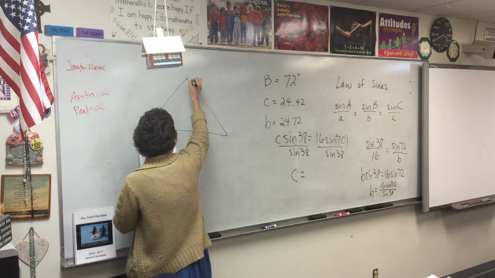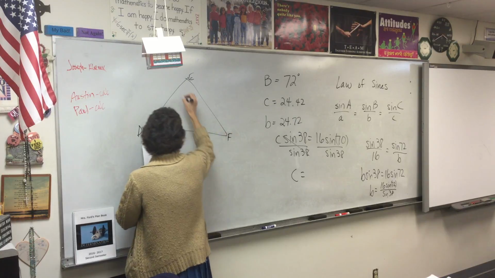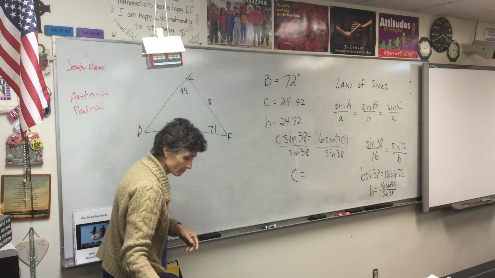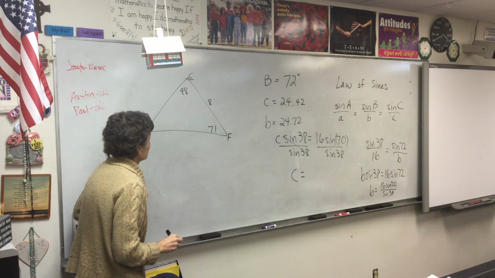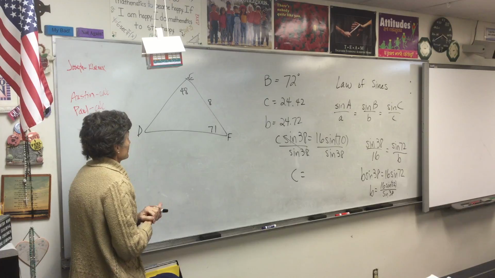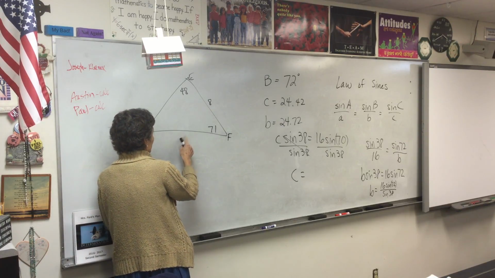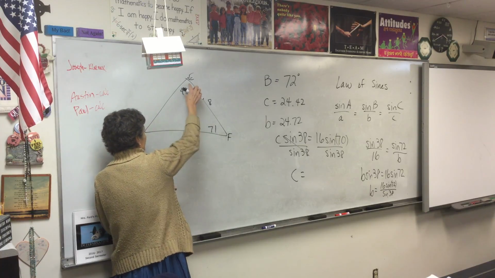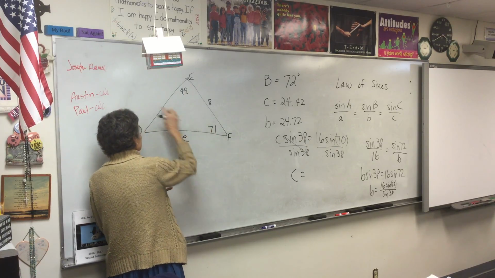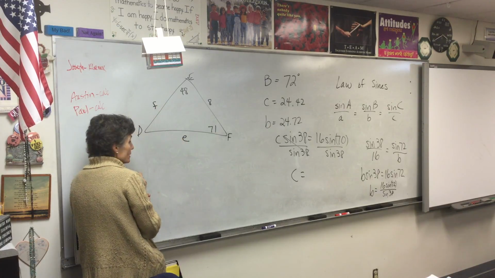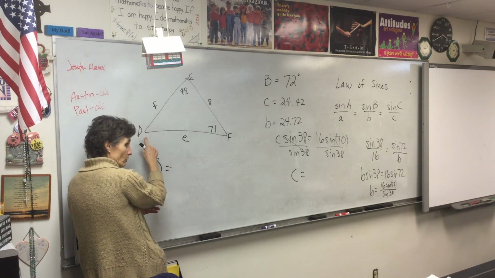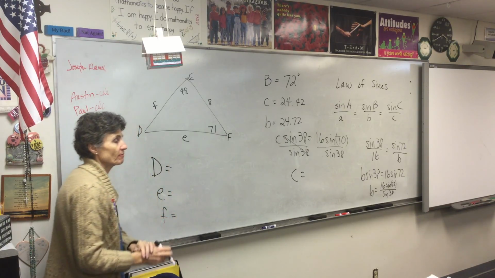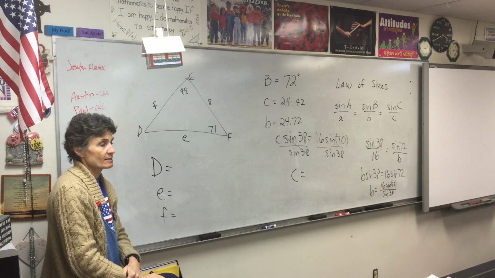All right, so now we have DEF. And this is 48, and this is 71, and that's 8. So which side is this? I'm going to label it. Which side is this? Small e. It's across from E. So this would be small f. So we are looking for angle D, small e, and small f. That's our job, to find those three things.